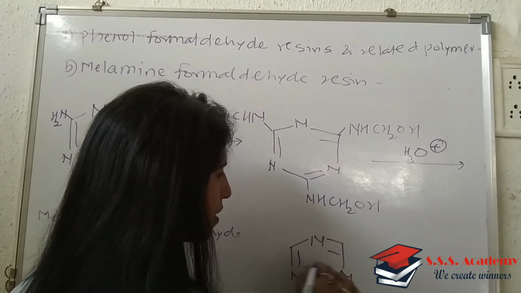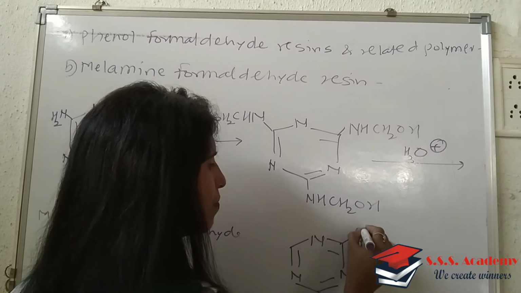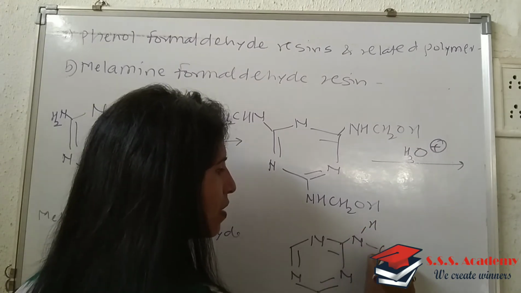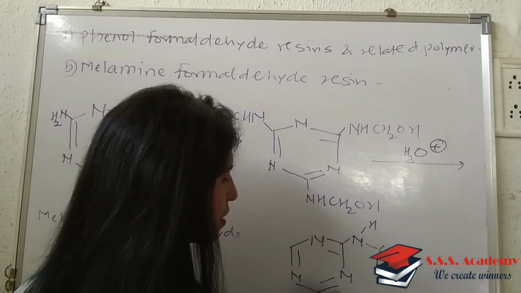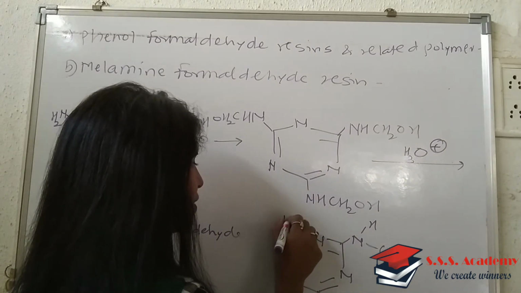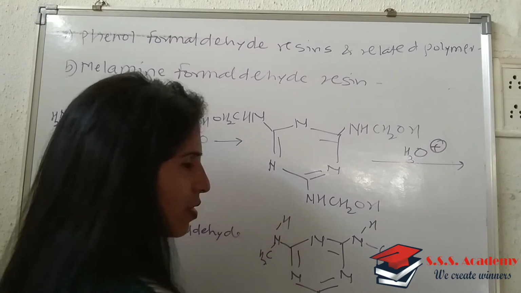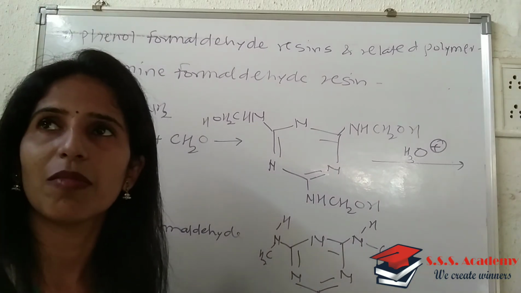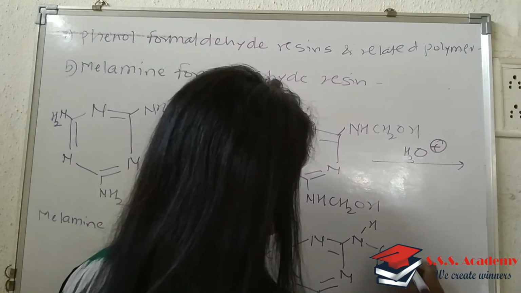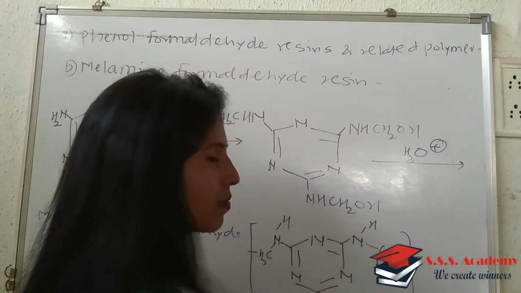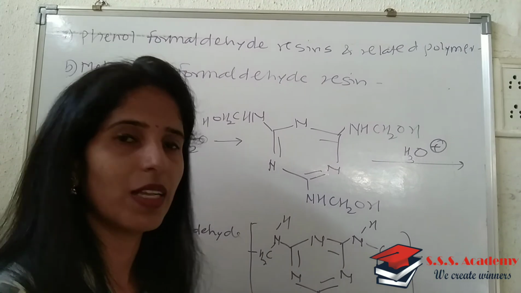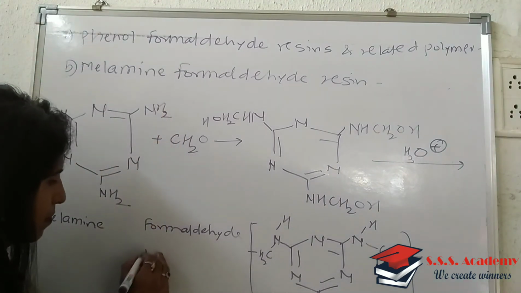Okay, this is as it is, right? This is N, one hydrogen with this and this is CH2. This is N, H and this is CH2, and this is N, H and this is CH2. So this remains as it is, and to that CH2 you will write a bond, and this is the structure. Okay, so this is so called melamine formaldehyde resin.